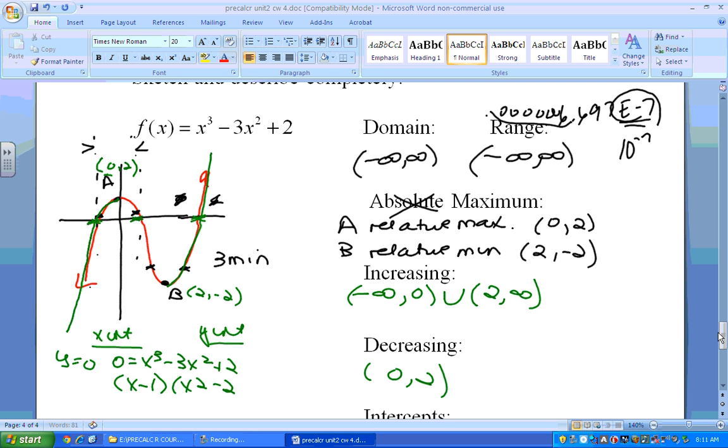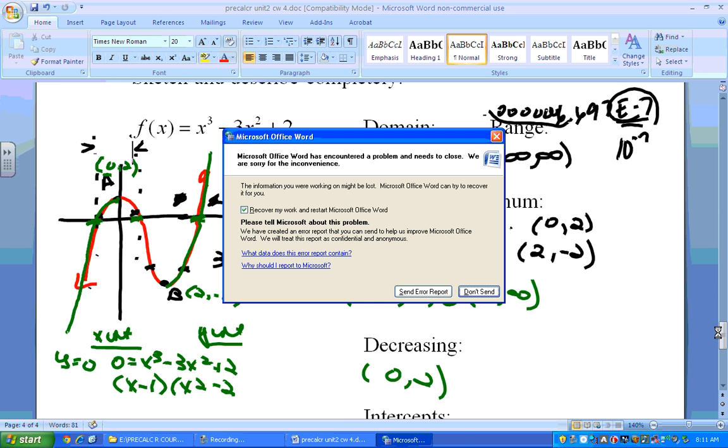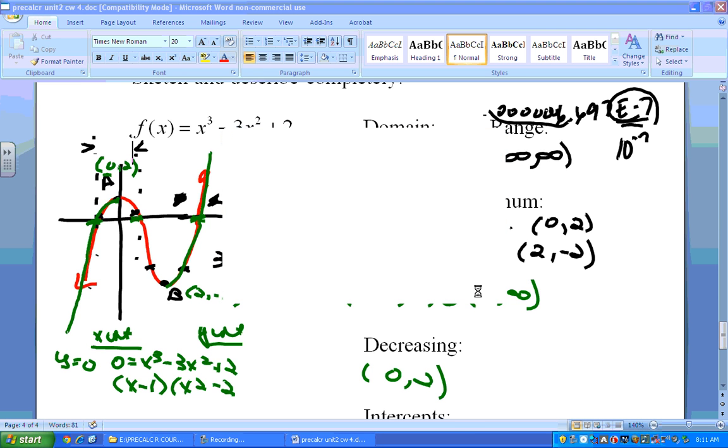To find your y-intercept, plug your x for 0. So if you plugged your x in here, what would your y-intercept be? 2. Watch how easy this is. When x is 0, y is 2. Just cover it. Holy smokes. This is amazing.